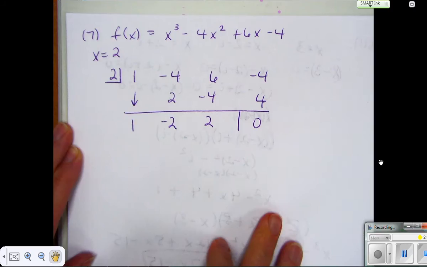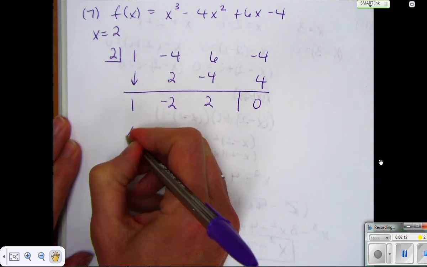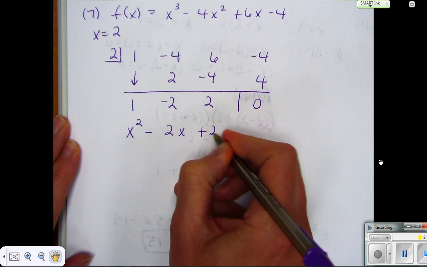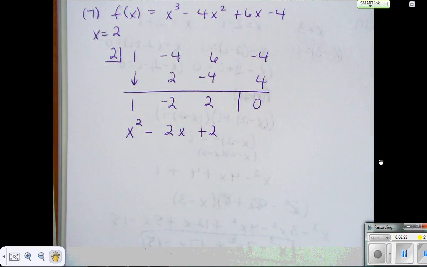So that's what I should get, since 2 is a factor. I should get a remainder of 0. My depressed polynomial is x squared minus 2x plus 2. So I want to solve for my other x's, which, since it only crosses the x-axis one time, means that the other values must be imaginary, right?